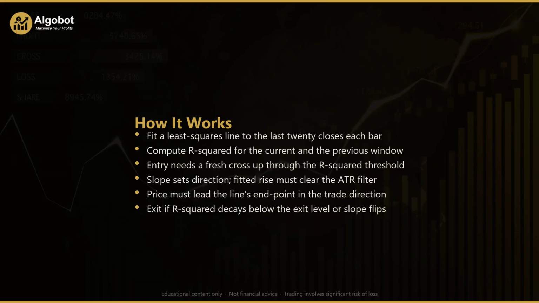Position management goes beyond that fixed bracket. On every bar while a trade is open, the strategy checks 2 early exit conditions. If R² decays below the exit level of 0.25, the straight line has dissolved, the trend has lost its definition, and the position is closed. Alternatively, if R² is still strong but the slope has flipped against the open trade, that signals a genuine reversal rather than noise, and the trade is also closed.